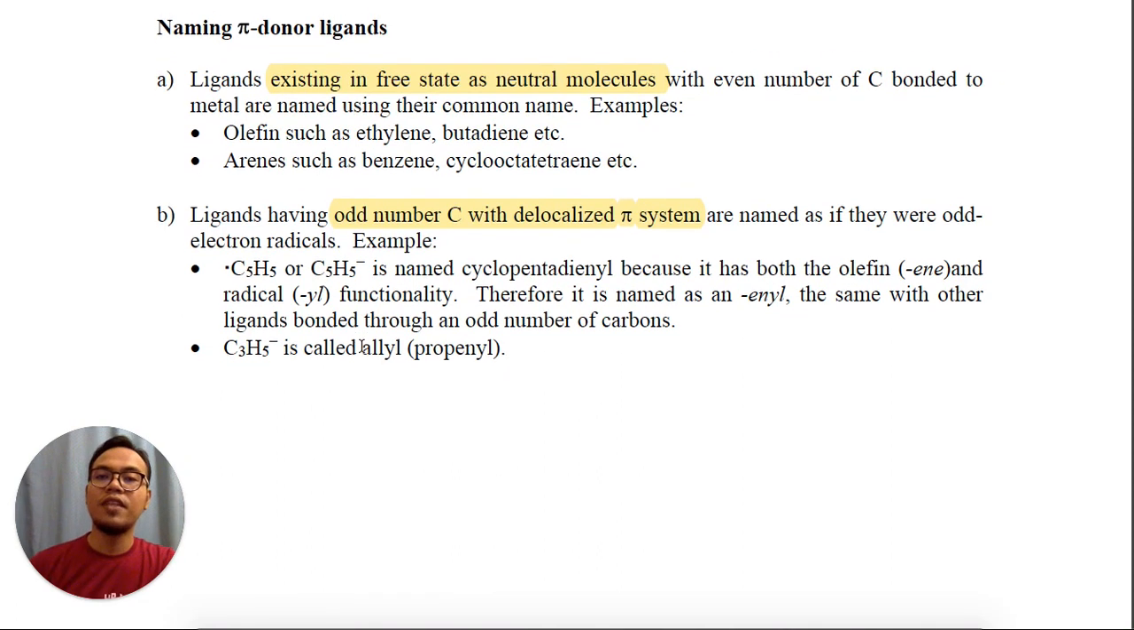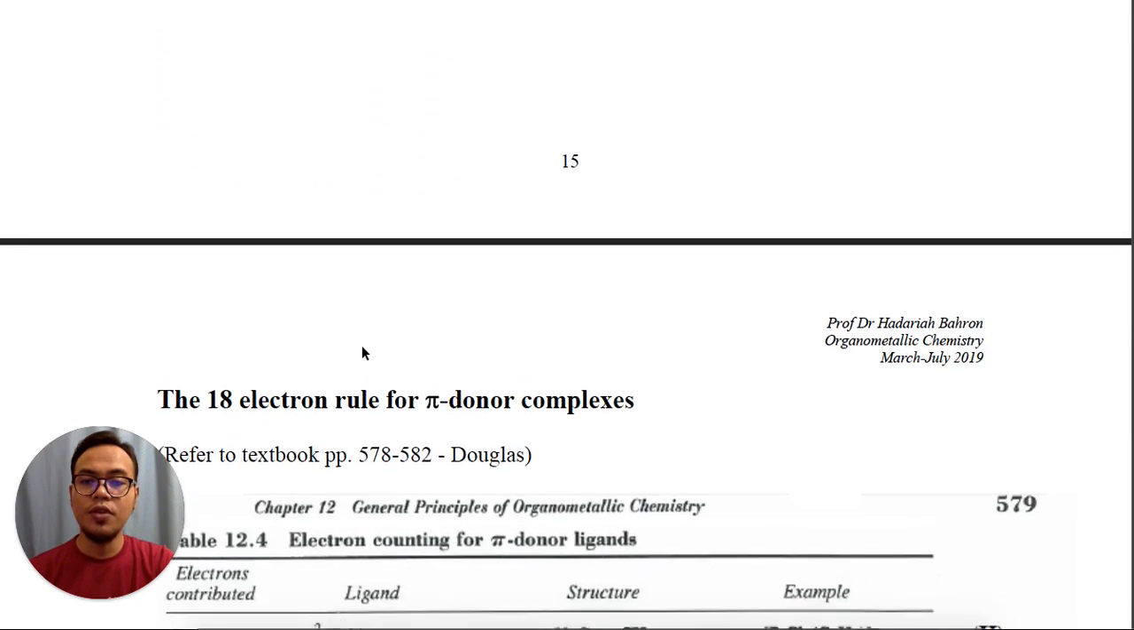So there are two ways of naming your pi donor ligands. One, if it is neutral, just take it as it is, like olefin, cyclobutadiene, cyclooctatetraene, and so on and so forth. But if it is an odd number of carbons with a localized pi system bonded to your metal, we name it as if it has some radical functionality. So for example, we have cyclopentadienyl. It does have the olefin part. It does have also the radical part. So it is named as such. Okay.